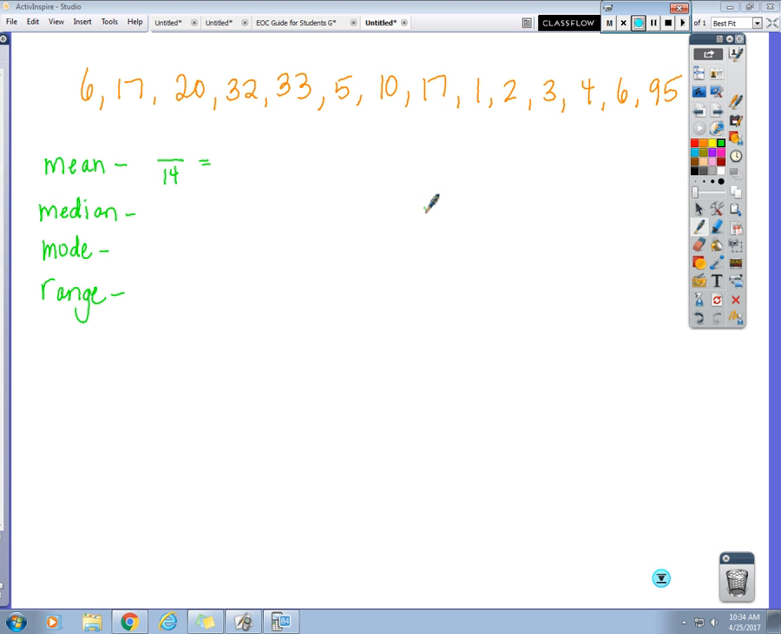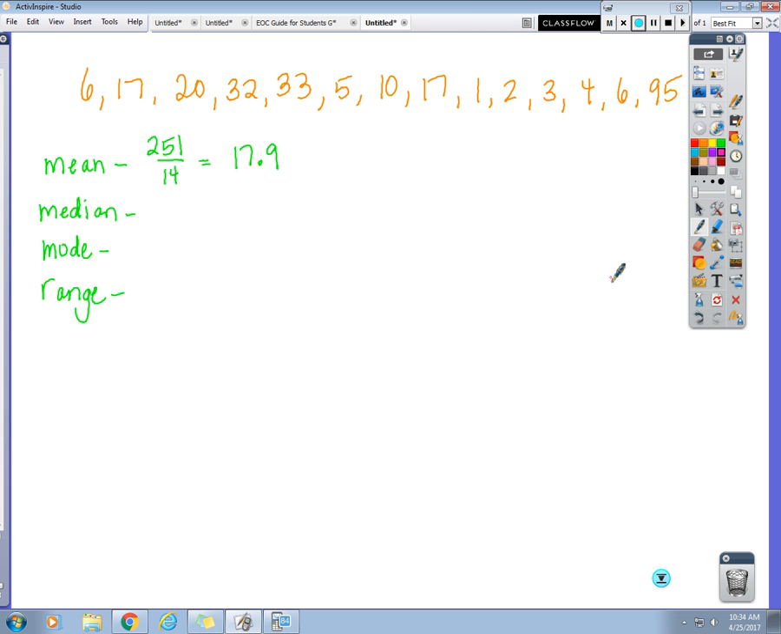Add them up, divide by how many there are. So the sum of all of those numbers is 251. Then you divide it by how many there are. So what do you get when you divide that by 14? 17.928. So we'll just round it to the tenths place, which would be 17.9. So that's your mean. What's another word for mean? Average.